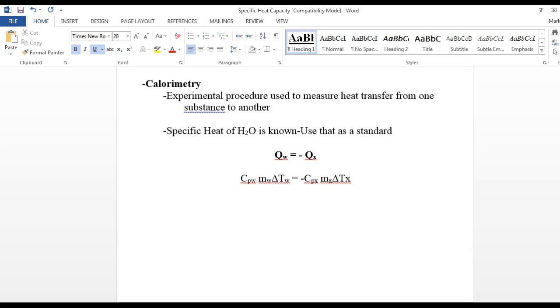Since we know that, we can say the Q of W equals the Q of X. So the specific heat capacity of one equals the specific heat capacity of the other. And we have an equation here for that, Cp, and the W always equals water. So we're just going to compare water. So W is water.